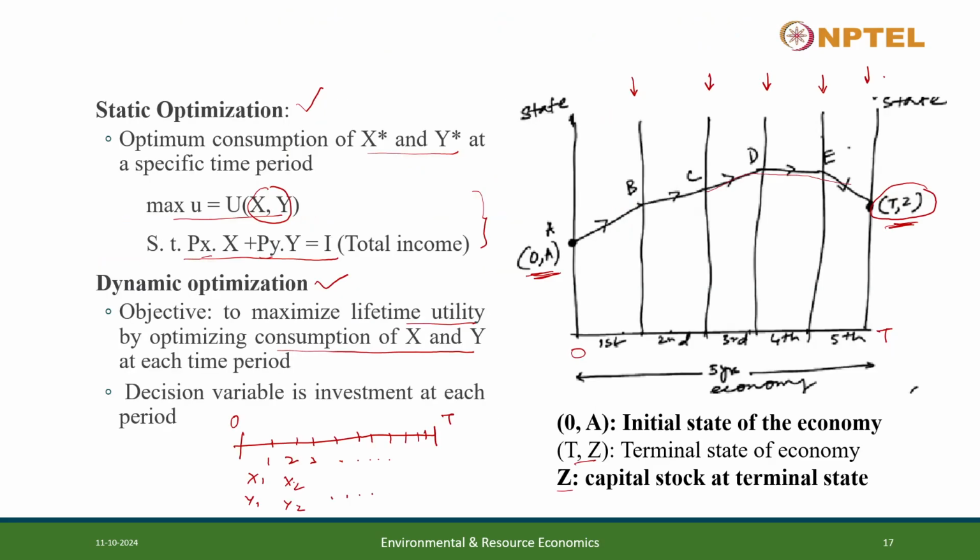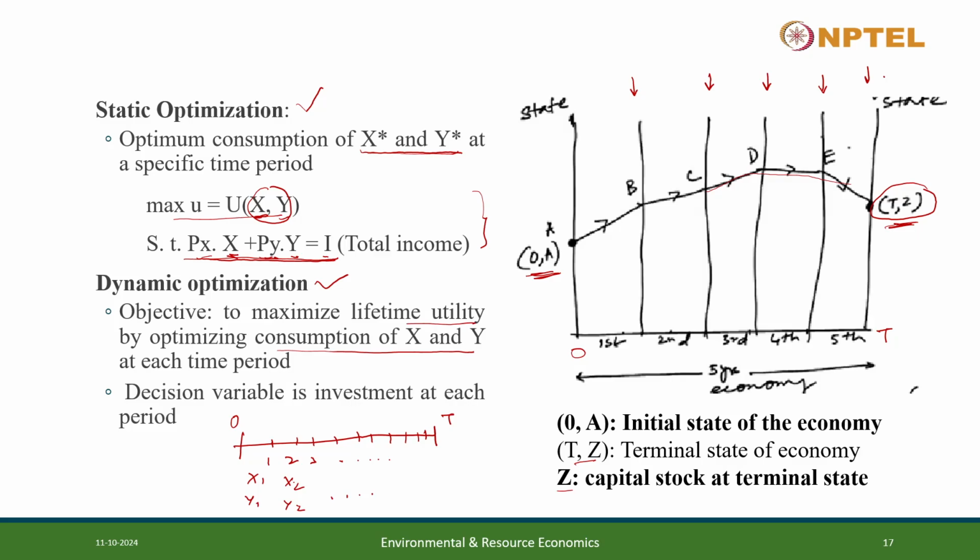Now we will look into the static optimization and dynamic optimization. Static optimization is, let's say you have a utility function, maximization of utility with a product x and y, and you have an income constraint, price of x multiplied by x plus price of y multiplied by y is equal to I. In this case, if you maximize the function, you will get optimal values x star and y star.